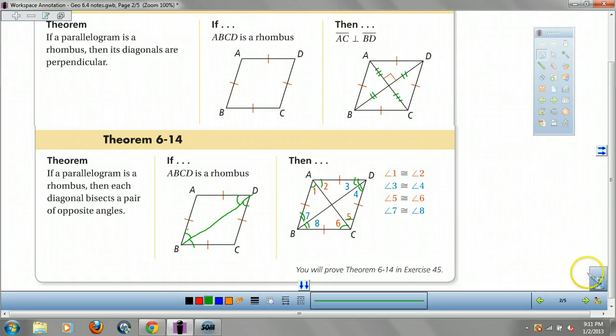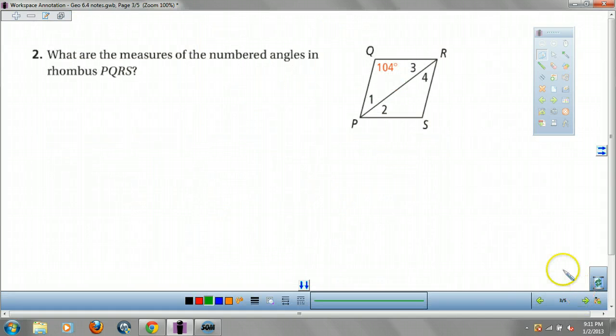We're almost there, guys. Again, pause, draw your pictures, do what you need to do. Find the measures of the numbered angles in the rhombus PQRS.